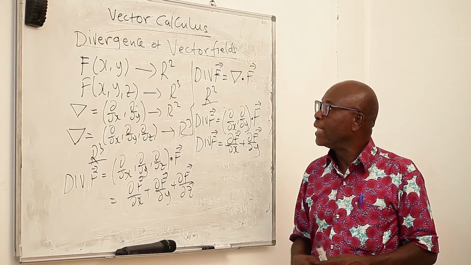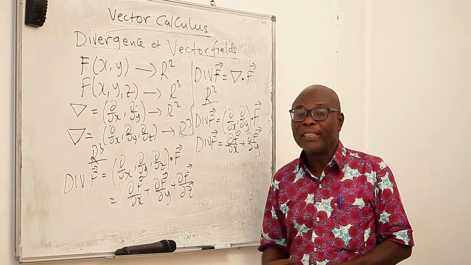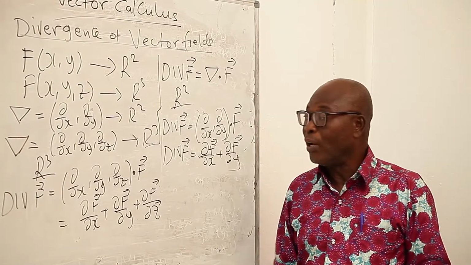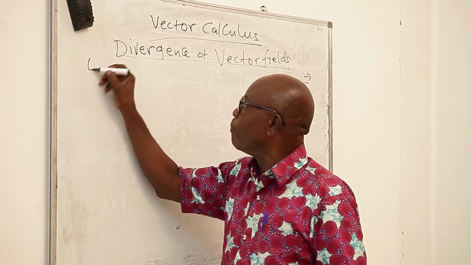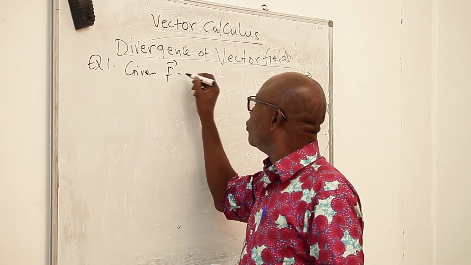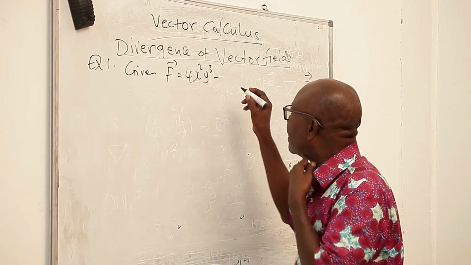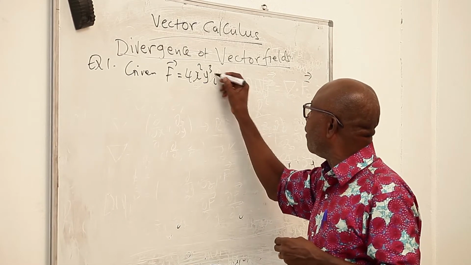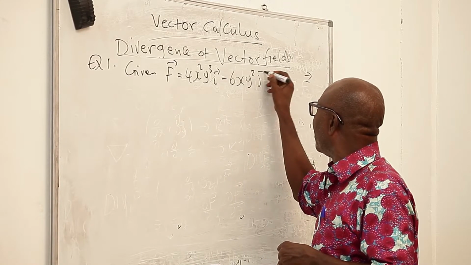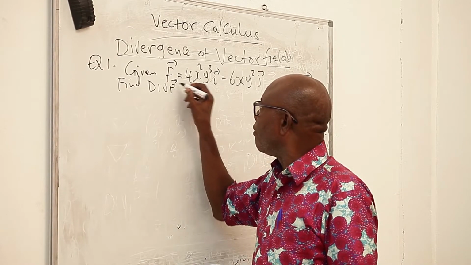So we shall take an example. We're going to take two examples. We have one where we operate on the plane in two dimensions, and then we take one where we are operating in space in three dimensions. Example 1. Given f equal to 4x squared y cubed in the i direction minus 6xy squared in the j direction, find divergence f.